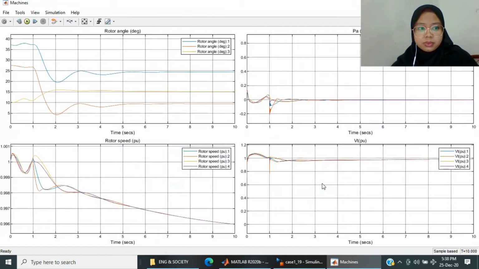Firstly, for the graphs, we observe three graphs here: rotor angle, rotor speed, and voltage of the system. From the graph of rotor angle, we can see that firstly the system was unstable after the large increment, and then after 5 seconds it starts to achieve the steady state condition. And for the graph of rotor speed, the speed decreases in all generators of the system.